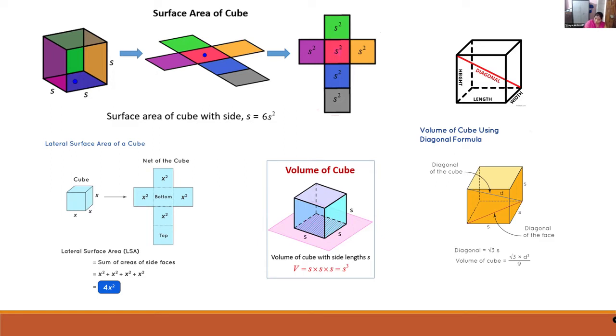Base area is the square, so S into S, S square. And height is also equal to S. Therefore, we can say S into S into S, S cube. Like that we can say.